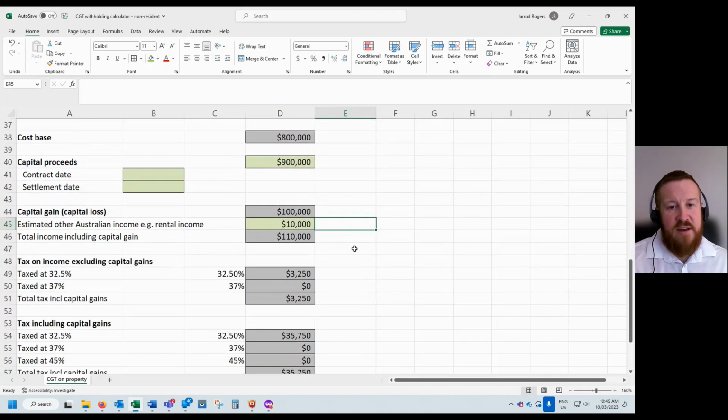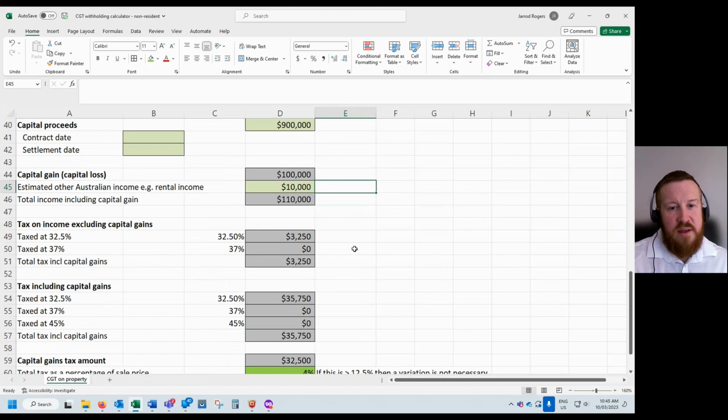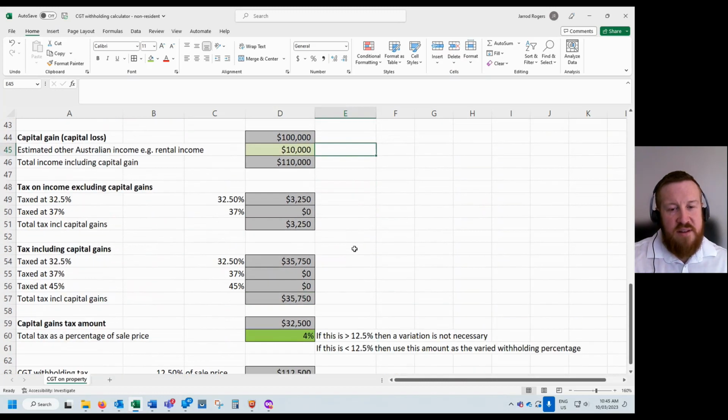So what would the capital gains tax be on this transaction? Well, the capital gains tax, as I said, is not a separate tax. So we've got to work out what would your tax be if there was no capital gain? Well, it would simply be $3,250. But if we add the capital gain, your total tax bill is $35,750. And that would mean the capital gains tax amount is $32,500.